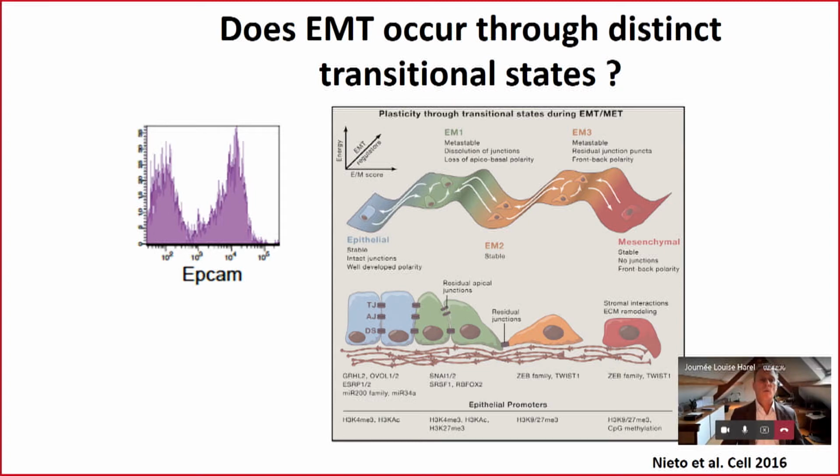So one of the key questions that we had when we saw this EMT in this mouse model was, does EMT occur through a binary switch, or does EMT occur through distinct tumor transitional states? And when you just look at the EpCAM expression, it looks like a binary switch, but maybe hidden within these nice peaks of EpCAM positive or EpCAM negative cells is a big part of tumor heterogeneity. Next slide.